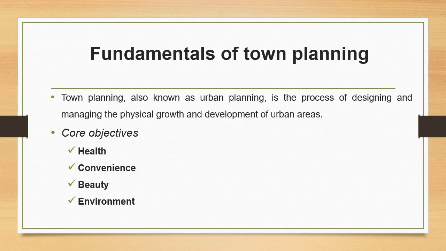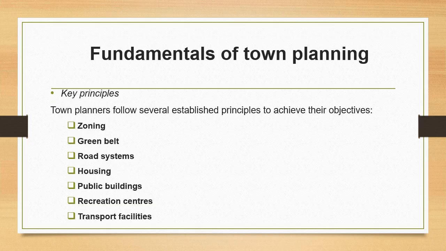The fourth point is environment, that is ensuring urban development is balanced with environmental protection to create harmony between people and their surroundings. Now, what are the key principles of town planning? The first principle is zoning, that is dividing the town into distinct zones for different uses, such as residential, commercial, industrial, and recreational to ensure orderly development.